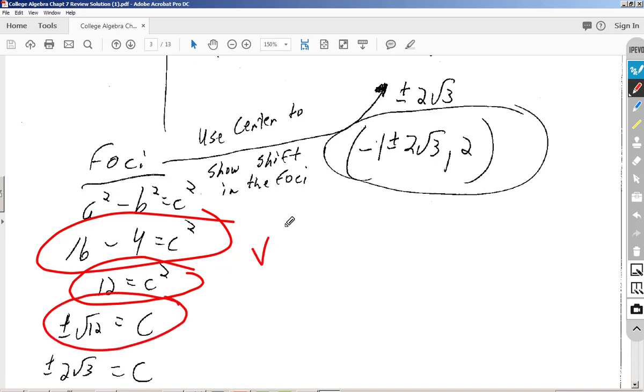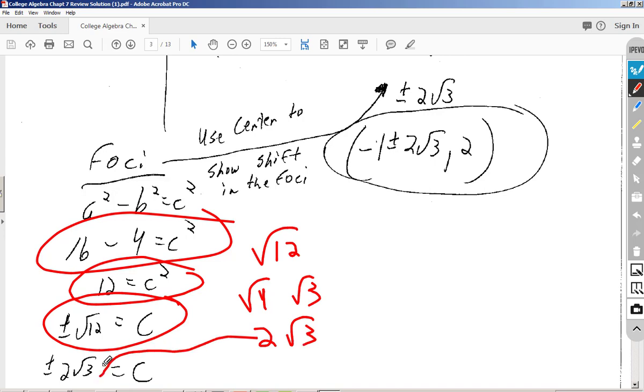And I know that the square root of 12 can be simplified down because that's the square root of 4 times the square root of 3, and that's going to give me 2 square root of 3. So there is my c value, plus or minus 2 square root of 3.